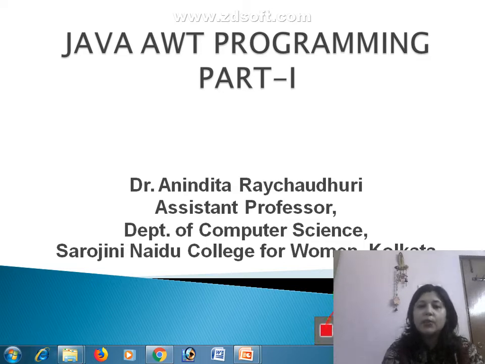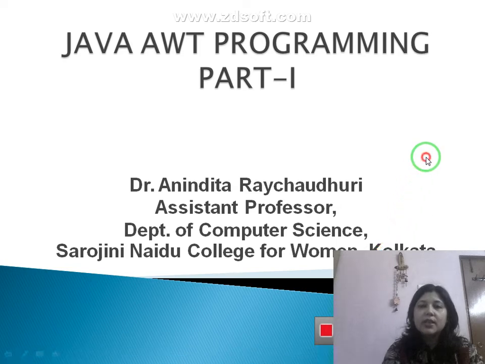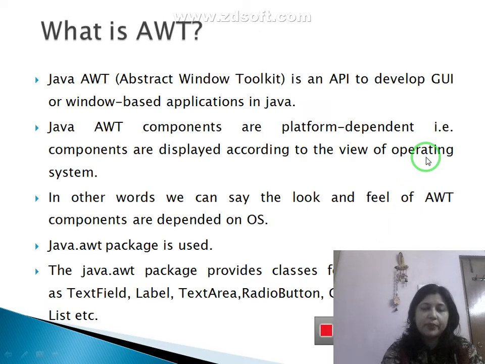Today, I am going to discuss Java AWT programming. Now, what is AWT? The full form of AWT is Abstract Window Toolkit. Java AWT is an API to develop GUI or window-based applications in Java.